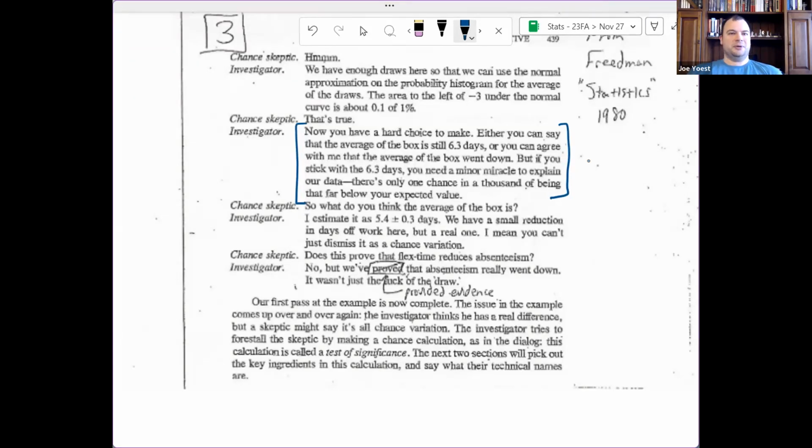But such an x bar would only happen 1 out of 1,000 times. And if we're going to dig in our heels, we need, as he says here, a minor miracle to explain this data. Or the other thing we can do is say, okay, maybe I instead change my worldview. Before running this experiment, I thought the mean was 6.3. I run the experiment, and it strongly suggests that the mean is less than 6.3, that the introduction of the flex time has actually decreased the number of days off.